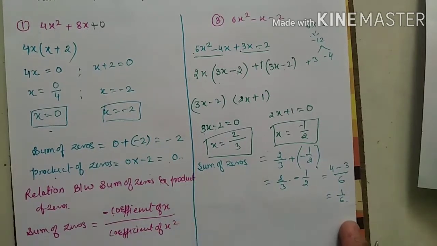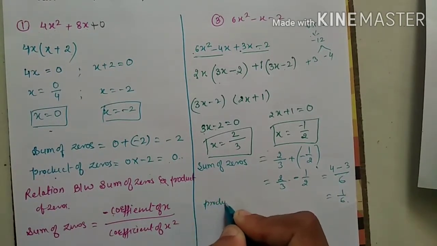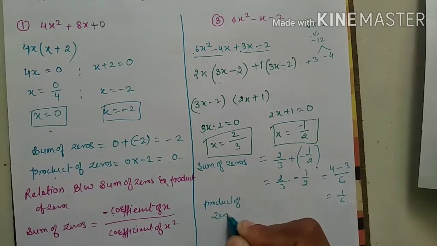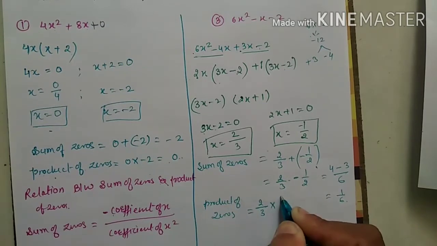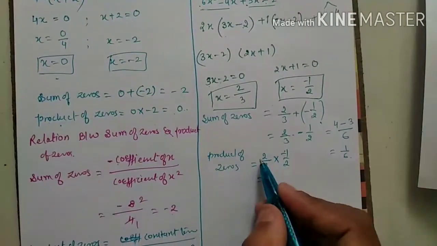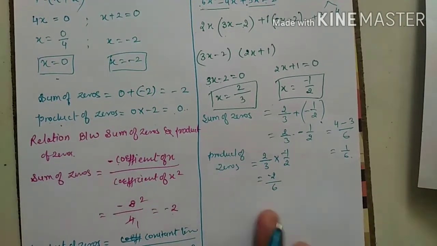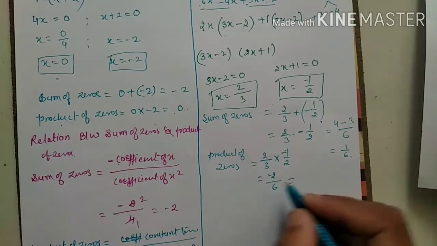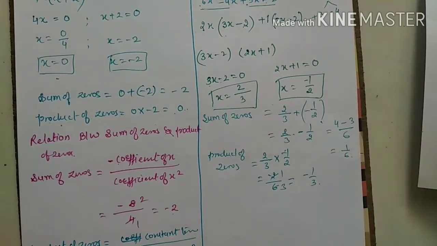So my sum of zeros should become 1 by 6, and product of zeros should be what? 2 by 3 into minus 1 by 2. So what I am getting? Just see. 2 ones are 2, negative 2, 2 3s are 6. So my product of zeros should become 2 by 6, in the sense 2 ones are 2, 3s are minus 1 by 3. Is it clear?